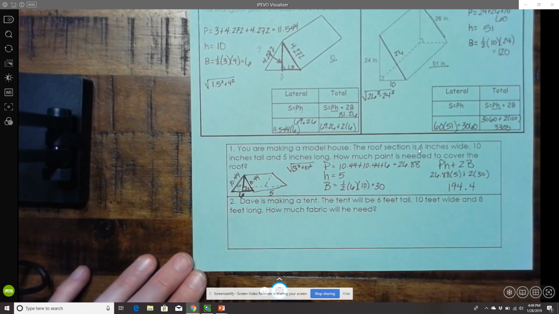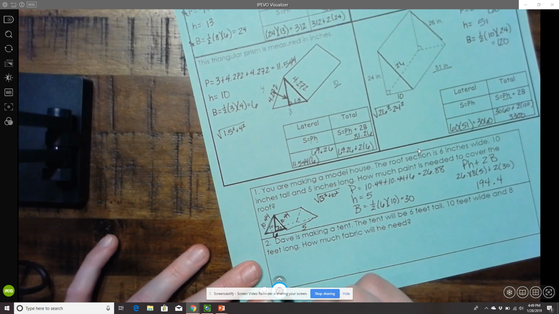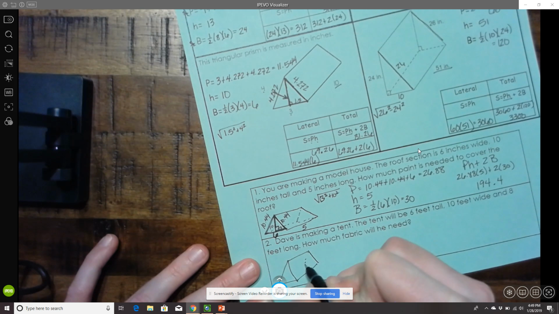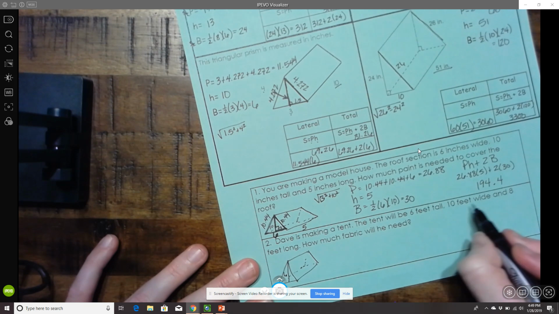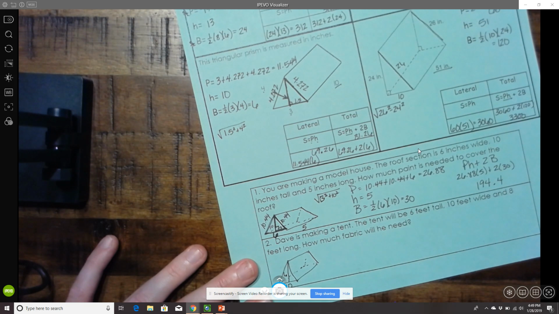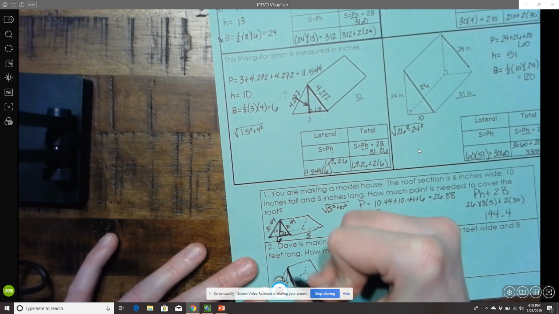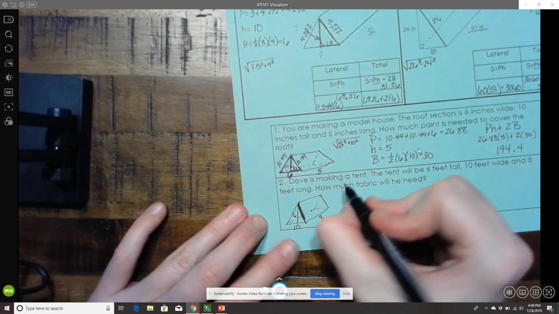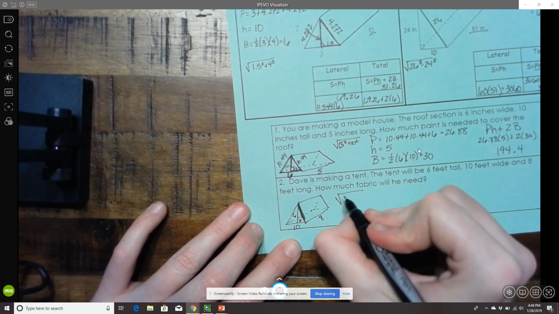All right, Dave is making a tent. The tent will be 6 feet tall, 10 feet wide, and 8 feet long. So again, a tent usually looks something like this. So 6 feet tall, this would be 6. 10 feet wide, that would be the 10 here. And then 8 feet long would be the distance here. So I've got to find this side of my triangle. So cut this in half so I can get that little piece there.